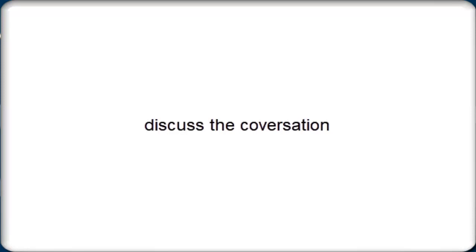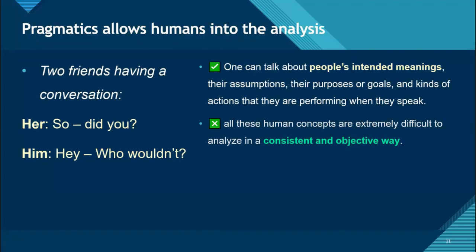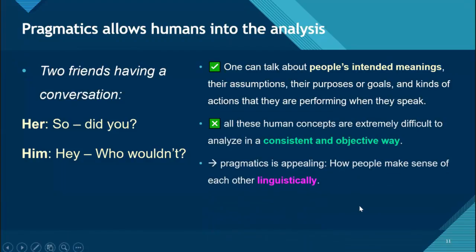You can see that on the human concept, it is extremely difficult to analyze in a consistent and objective way, because when we analyze, we base on our experiences and also our background to understand what the speaker means. So usually one message is understood differently by different people. And pragmatics is also very interesting and appealing, because of how people can make sense of each other linguistically. We base on the information, the language, the language competence, and also a little bit of cultural background and everything else, so that we can interpret other people.